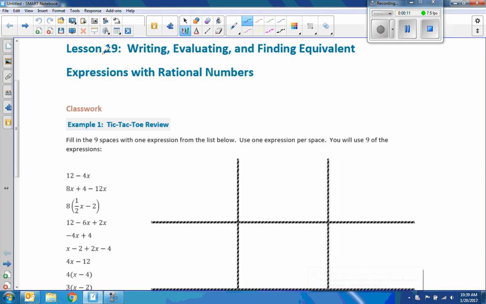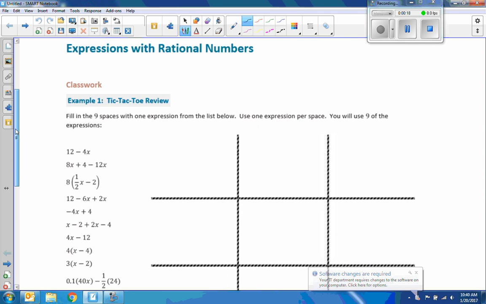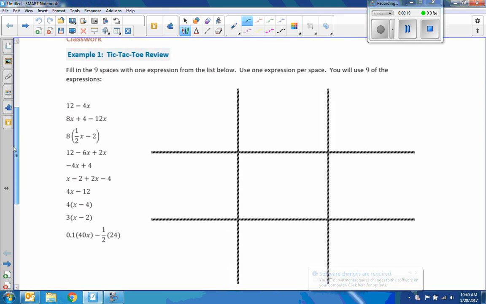Okay, this is lesson 19, writing, evaluating, and finding equivalent expressions with rational numbers. This class began with the classwork. It was your traditional tic-tac-toe, and what students were required to do was pick any one of these expressions they wanted and put them into the tic-tac-toe locations. Order did not matter. So I will just pick some of these.